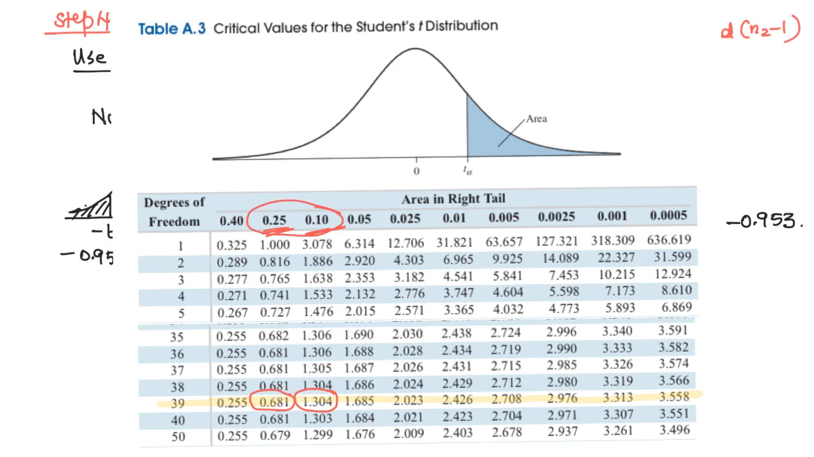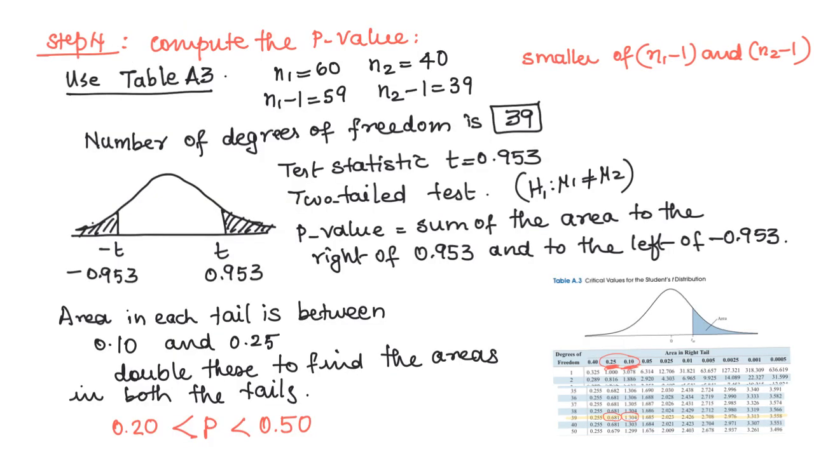So, the p-value is the sum of the areas in both tails. So, we need to double these values. Area in each tail is between 0.10 and 0.25. We will double these two values to find the area in both the tails. That means we are actually saying that this area is between these two values, so this area will also be the same. So the sum of the areas will be each one multiplied by 2. So the p-value will be between the areas in both tails. That means the p-value will be between these two values.